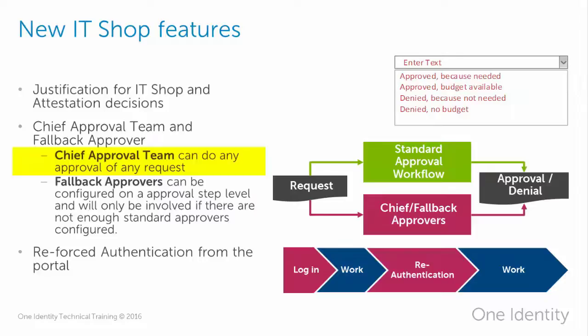There is now for attestation and IT shop a chief approver group, which is able to approve everything if they try to do it. To ensure that this kind of approval is not too easy for these people, they have their own dialog in the standard web. First of all, they will not get notifications about something that is to approve. This is only for the real decision makers.